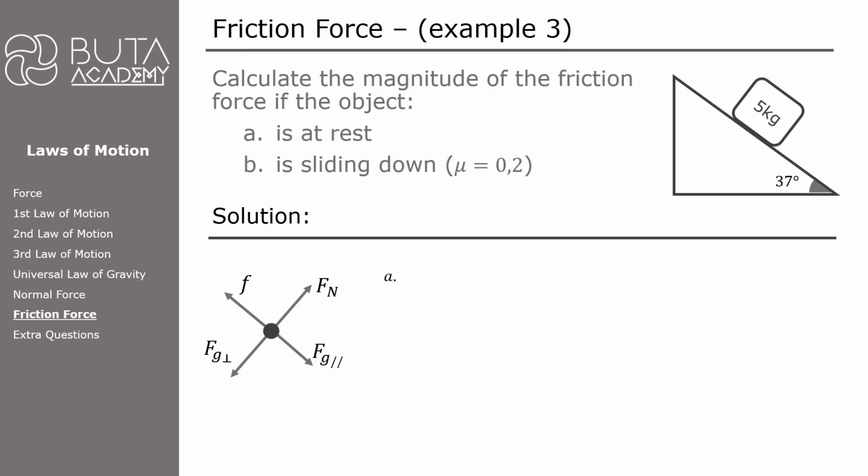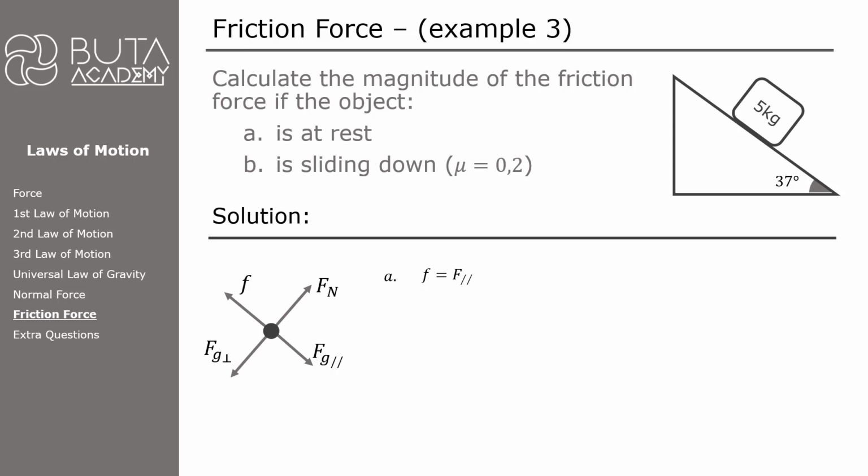In the first part, we have to calculate the magnitude of the friction force on an object which is at rest. We know that the friction force applied on an object which is at rest is the static friction force. Also, we know that the magnitude of the static friction force is always equal to the magnitude of the applied force. While the object is at rest, the parallel component of the gravitational force is trying to move it down the incline. So, the static friction force is equal to the parallel component of the force of gravity.